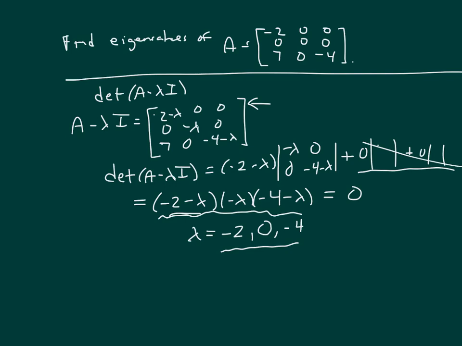And notice that's always going to be the result: if you check the diagonal for an upper triangular, lower triangular, or diagonal matrix, then the diagonal values are going to give us our eigenvalues.